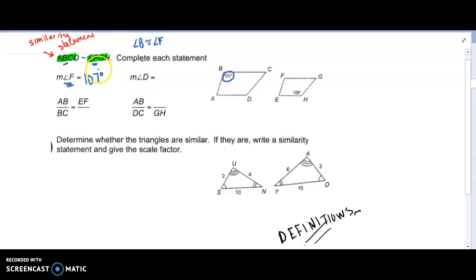Same thing over here. Now I'm looking at angle D. Well, angle D is the last one, and so is H, so that means that angle D is congruent to angle H because we're talking about angles and the corresponding angles are congruent. So angle H is 128 degrees, so that means angle D also has to be 128 degrees.